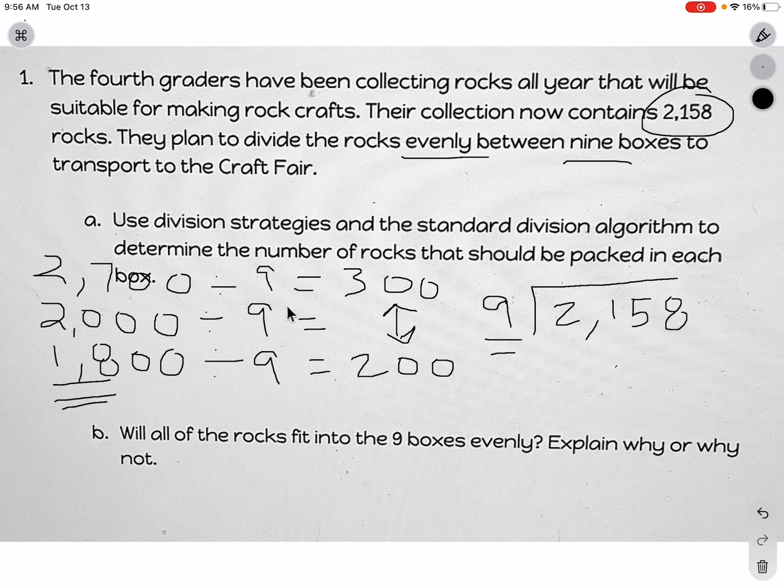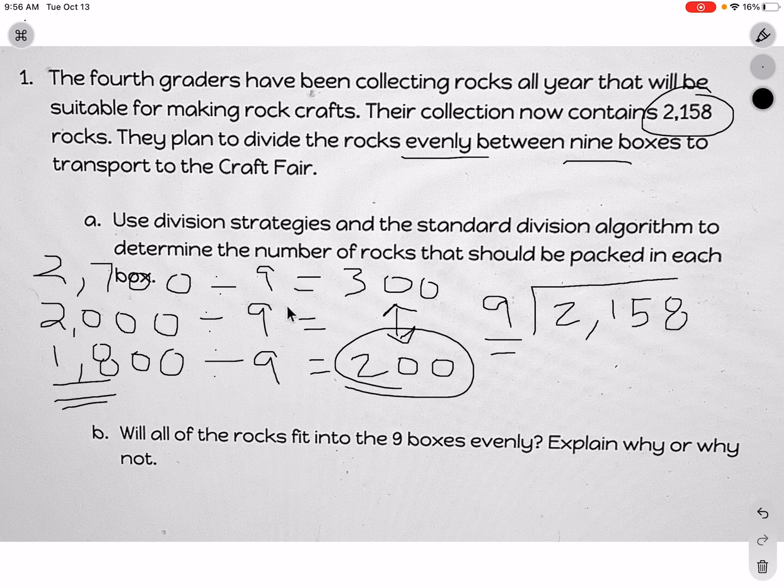Given that 2,158 is much closer to 1,800 than it is to 2,700, I'm guessing my answer is going to be closer to 200 than 300. So I'm going to be looking at something in the neighborhood above 200 as my answer.